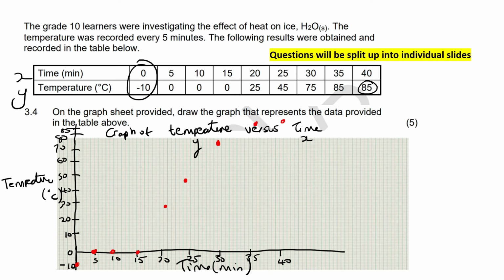And then you're just going to connect that. So there, obviously using a ruler, this would actually be perfectly a straight line, and then it goes straight again. Okay, so you get the idea of what your graph would look like.